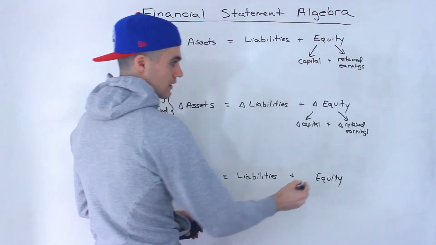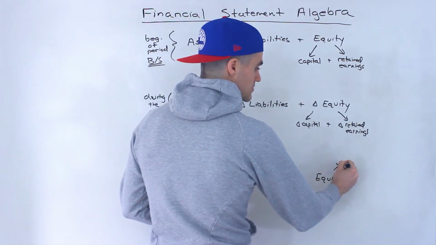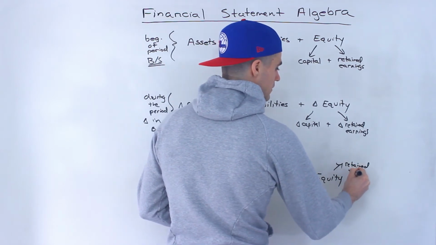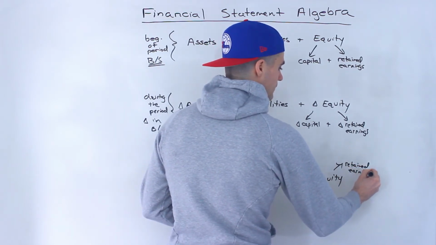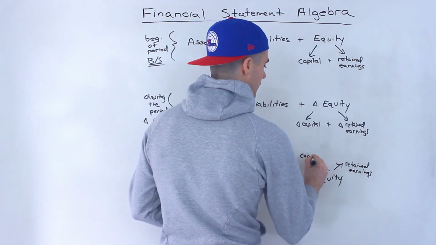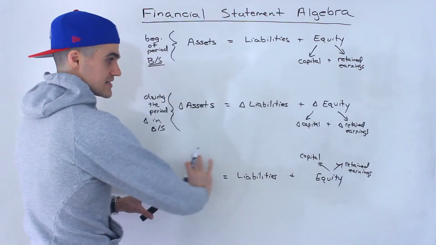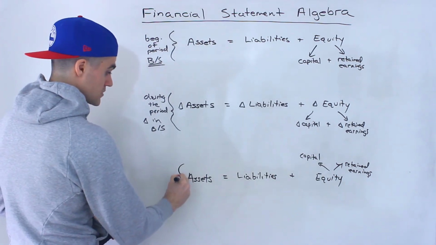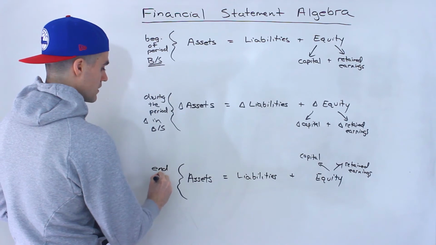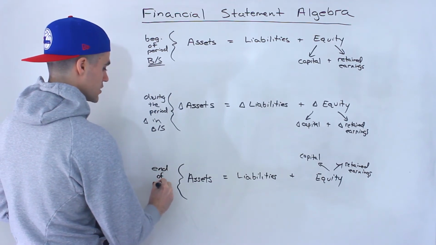And then this equity here at the end is broken down into retained earnings and then capital. So this is at one period of time. So this here is at the end of the period, and it's another balance sheet.